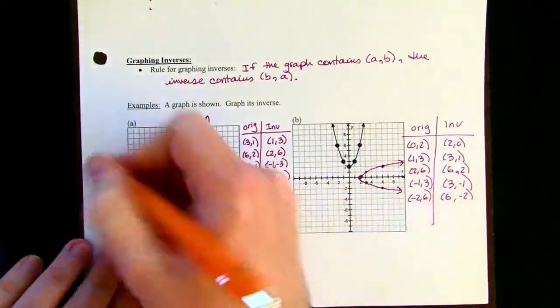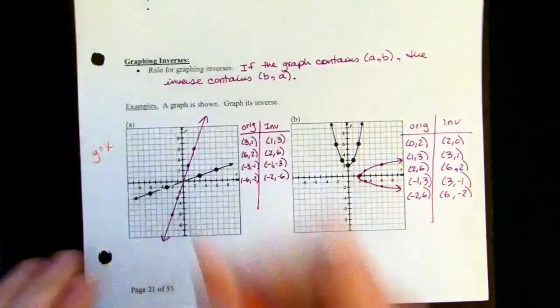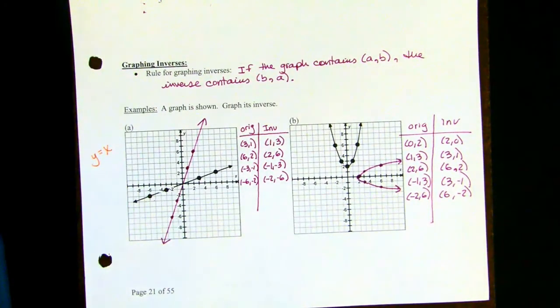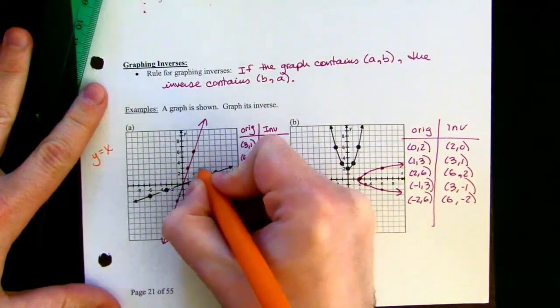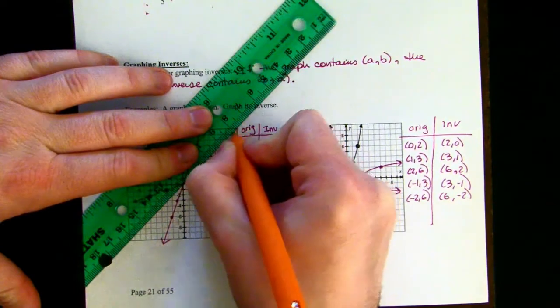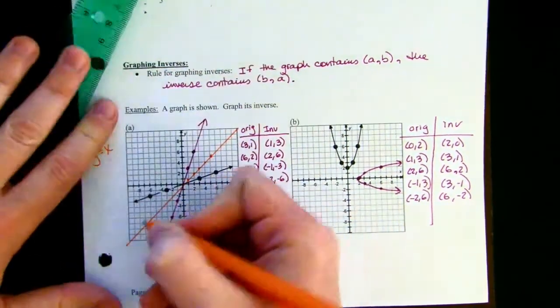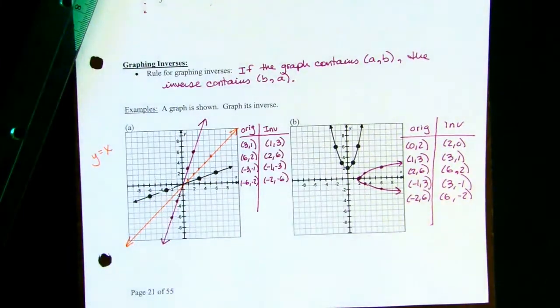I'd like to draw in the line y equals x. That slanted line with a y-intercept of 0, slope of 1. 0, 0, 1, 1, 2, 2, 3, 3, 4, 4, 5, 5. You draw that line in. Maybe I should have made it a dashed line. I'll do that on the next couple graphs. You should notice some interesting geometry ideas.